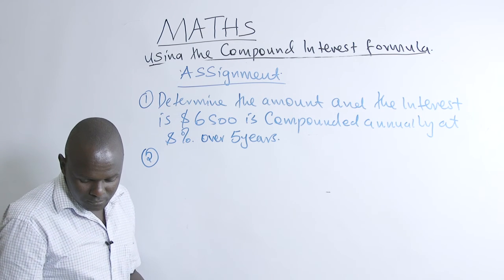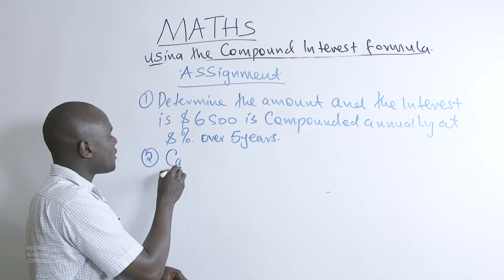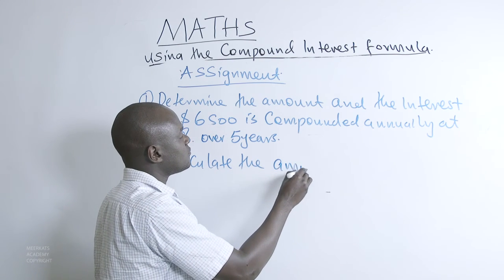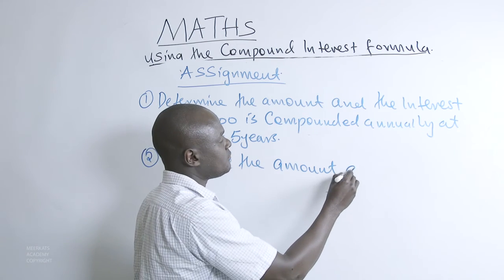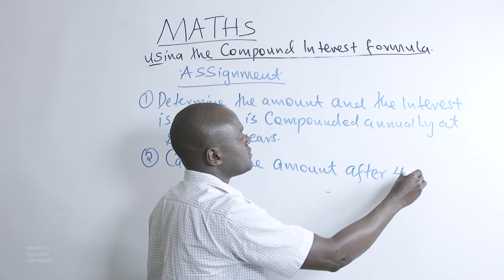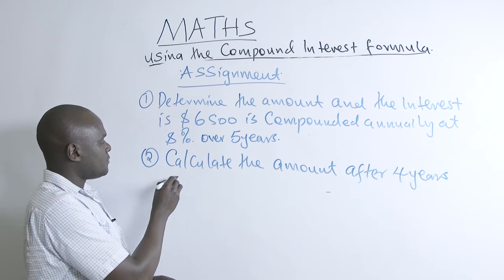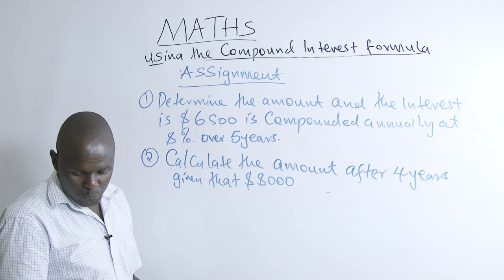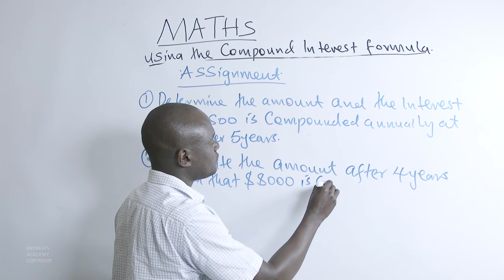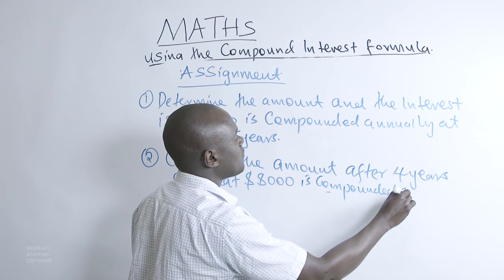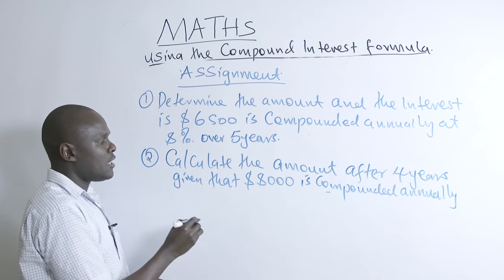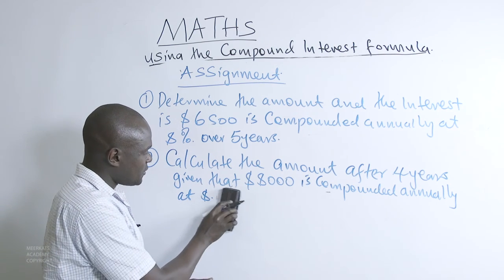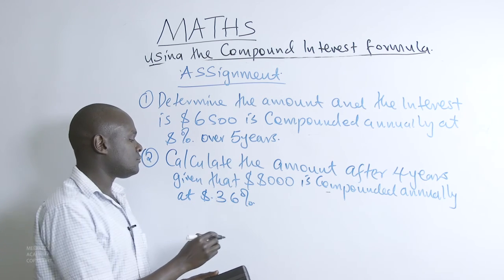The second question is for us to calculate the amount after 4 years, given that $8,000 is compounded annually at the rate of 8.36%. That is the second question.